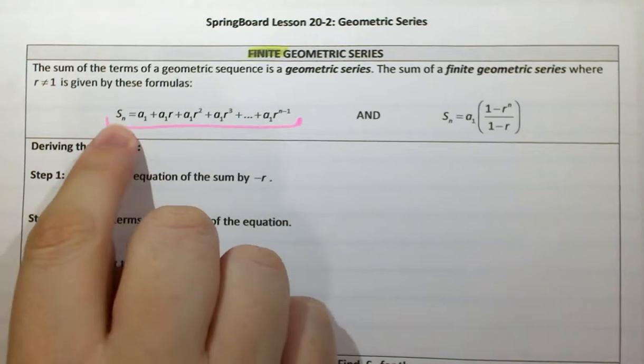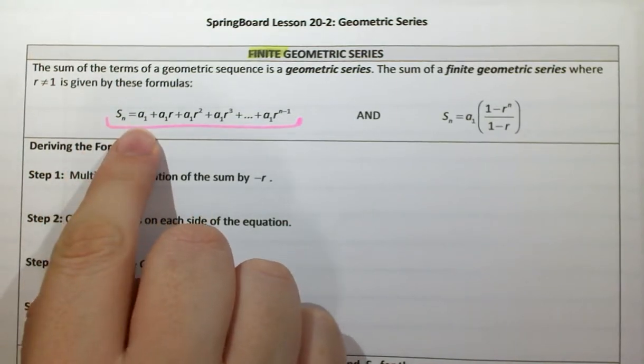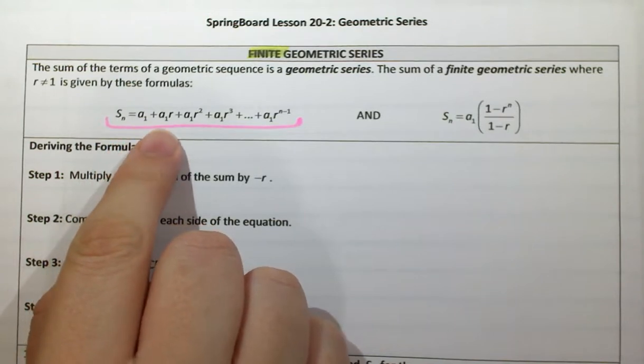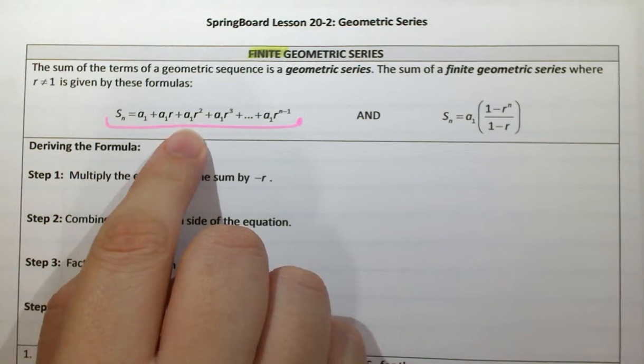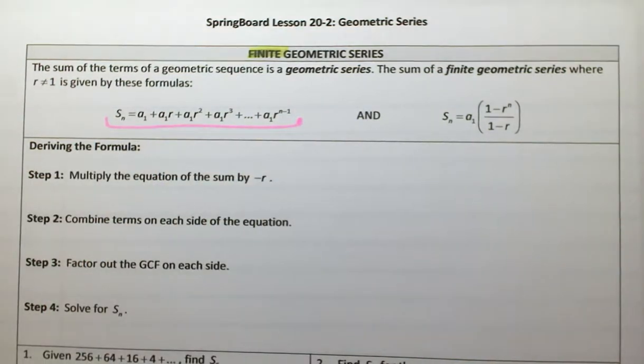So notice the partial sum, S sub n, is the partial sum. So it says take a sub 1, the first term, and then the second term would be a sub 1 times the common ratio. And the third term would be the first term times the common ratio twice, and so on. Now there's another formula over here.